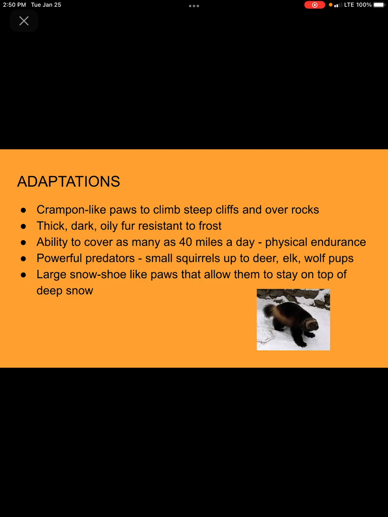So my 5 adaptations for the wolverine: crampon-like paws to climb steep hills and over rocks. Thick, dark, oily fur that's resistant to frost. They have high physical endurance, which means they can cover as many as 40 miles a day. They can be very powerful predators; they can really hunt down deer, elk, and wolf pups. And they have large snowshoe-like paws that allow them to stay on top of deep snow. Now, there was a word other than snowshoe-like paws, but I didn't include that because I was afraid you didn't really understand what that word meant. So be careful when you're doing that.